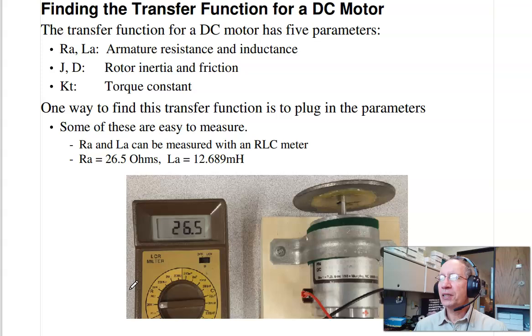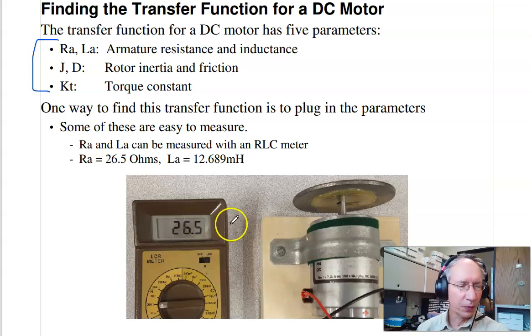So that leads up to the first problem. Suppose I want to come up with a model for a DC servo motor. To do that, I need to find 5 parameters. These 5 parameters pretty much define a DC servo motor. 2 of those are actually pretty easy to measure. I can measure the resistance and inductance just using an RLC meter. For the Clifton motor, the resistance measured as 26 ohms, inductance 12 millihenries.